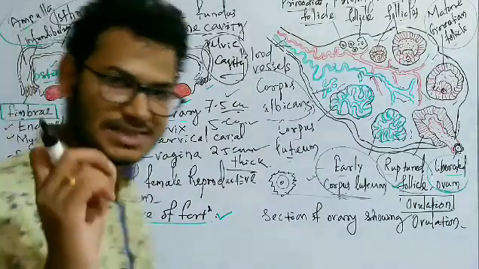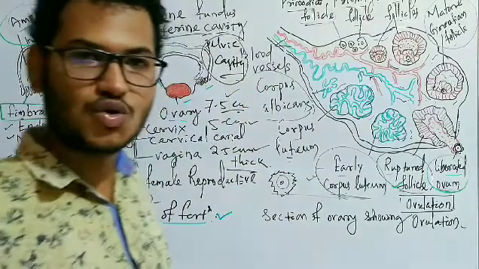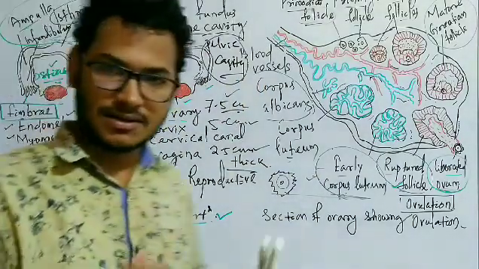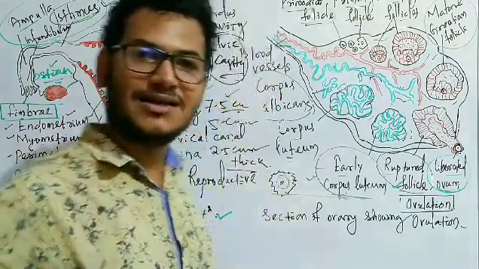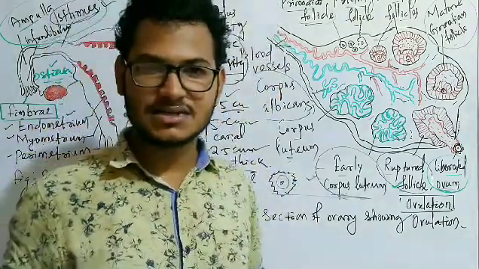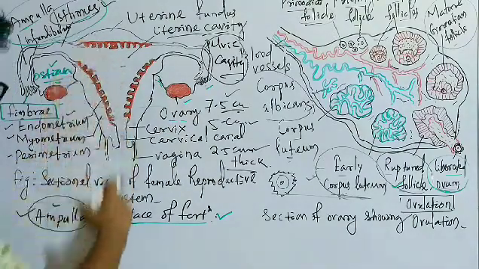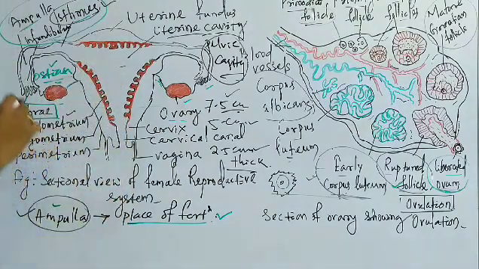And remember, this endometrium flows out every month during menstrual flow, during the menstrual cycle. Every 28 days, approximately 1 month, this endometrium layer flows out. So the endometrium is the layer that flows out.